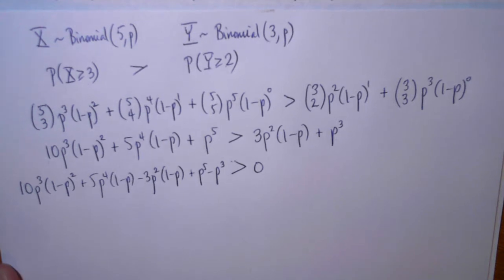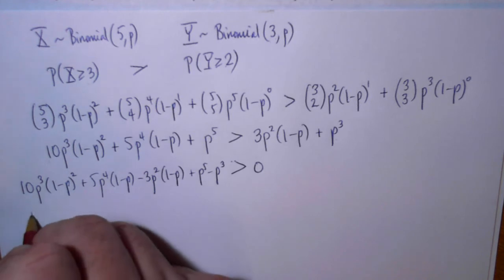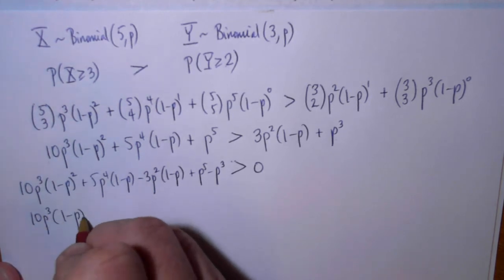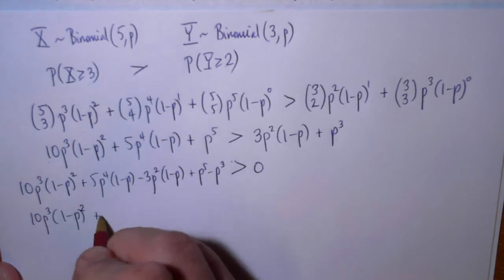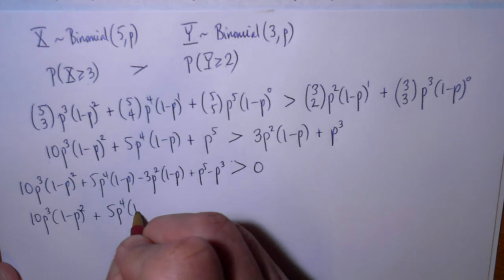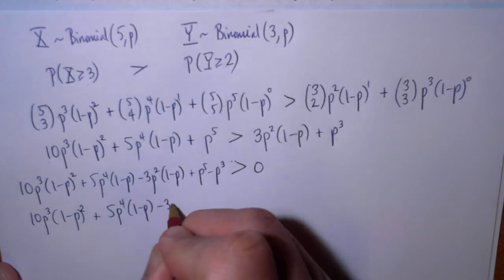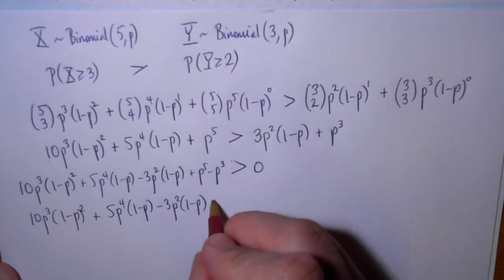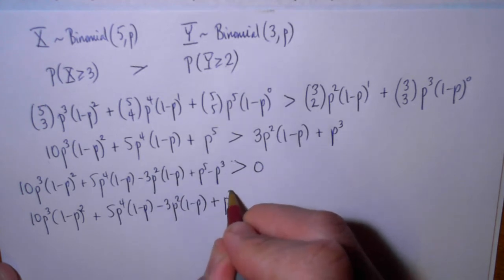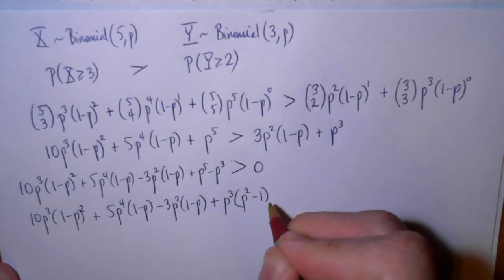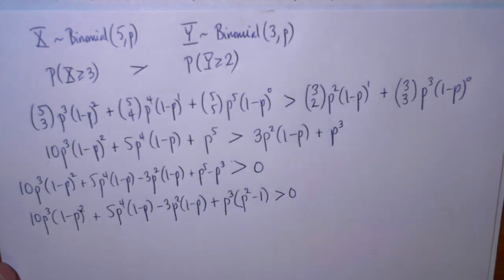Okay, now what can I do to simplify this? Here I have 10p to the third, 1 minus p squared, plus, okay, these I'll just kind of copy, 5p to the fourth, 1 minus p, minus 3p squared, 1 minus p. Now I can factor this. I can factor out p to the third, and that leaves me p squared minus 1, less than 0.